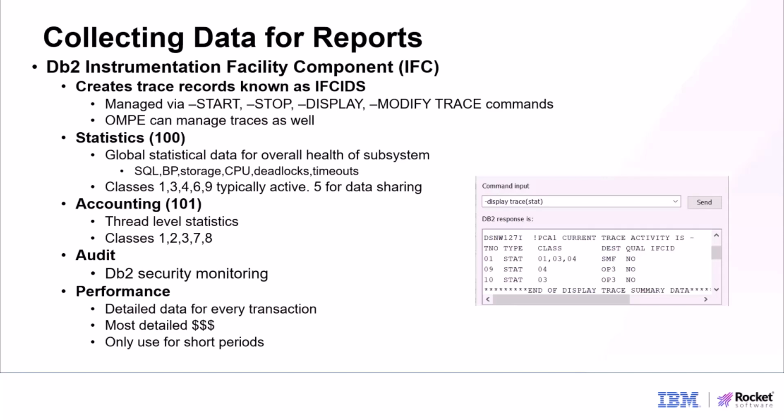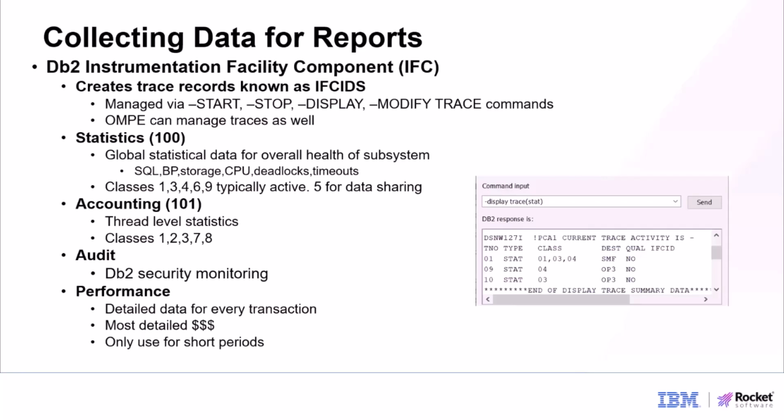So DB2 data is collected by something called the Instrumentation Facility, or IFC. These trace records are known as IFCIDs, and there are DB2 commands that are used to control the starting and stopping and modifying of your traces. So that's something that you would refer to the DB2 manual for more details. You can also use Omegamon to manage your traces as well. We provide various interfaces to allow you to easily start and stop different types of traces.